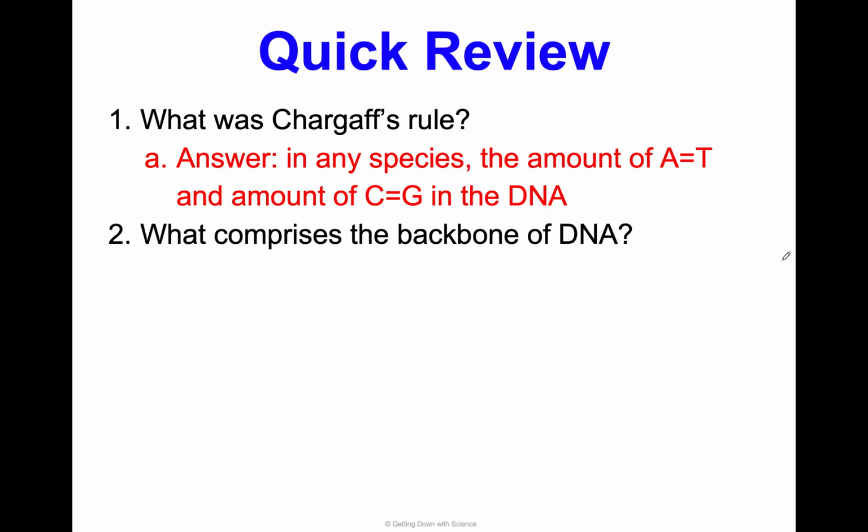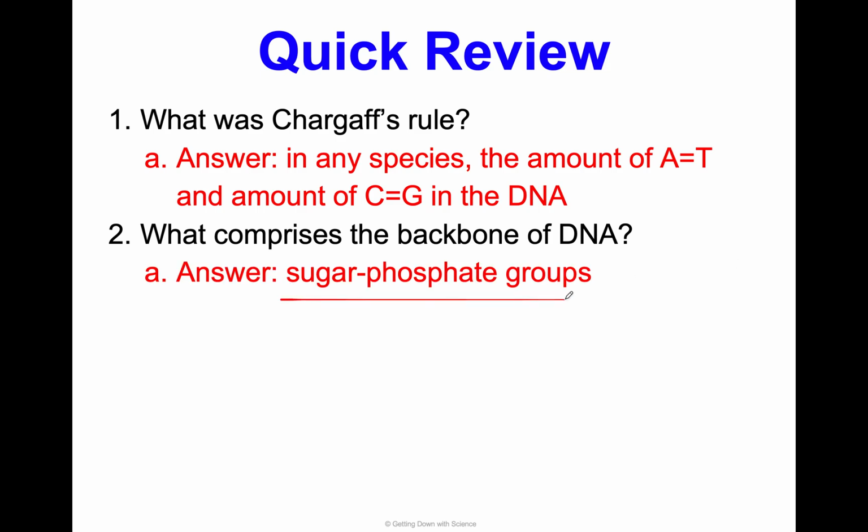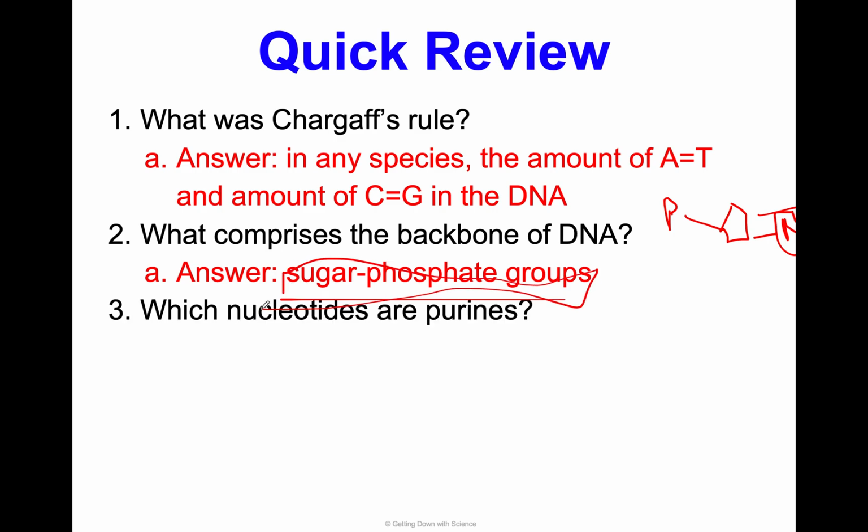What comprises the backbone of DNA? Think of my biology rock band name. Sugar phosphate backbone. Yeah, sugar phosphate groups. It's got the pentose sugar over here with that phosphate. Nitrogenous base over here. Yep, sugar phosphate groups. You'll see that again too. This is going to be important when we're building our own DNA. So this is something that we're going to see physically in our hands, which is cool.